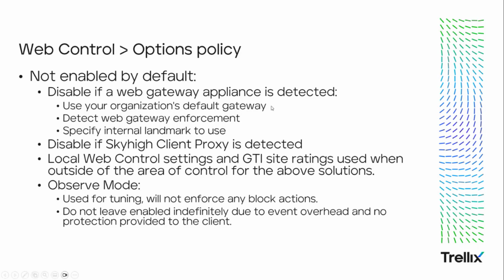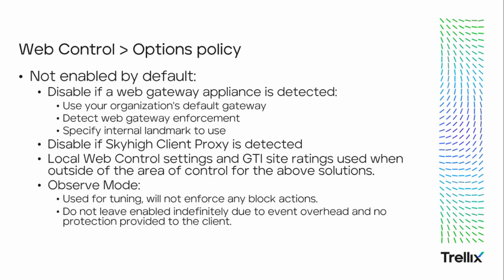So basically, these are for when you're using a web gateway solution or a SkyHigh client proxy solution, but you still want local web control settings and GTI site ratings to be enforced when you're outside their area of influence. So if the user is just connected to their home network, for example, and they're working off VPN, or sat in a cafe somewhere off VPN, and you just want some essential URL control, web controls in place, blocking malicious sites and so on to protect your company assets.